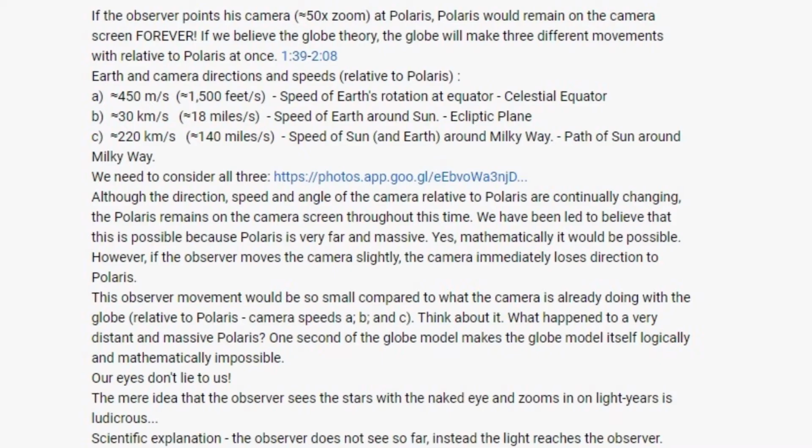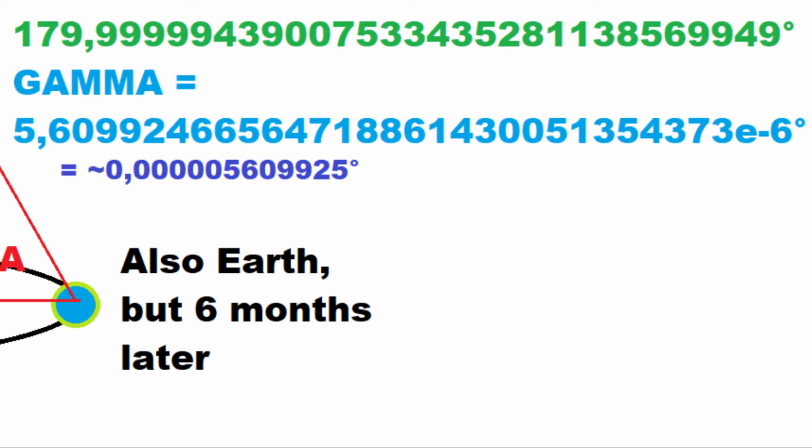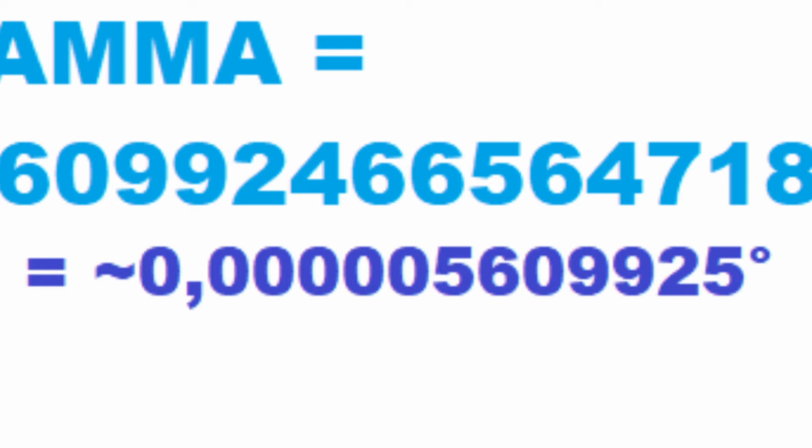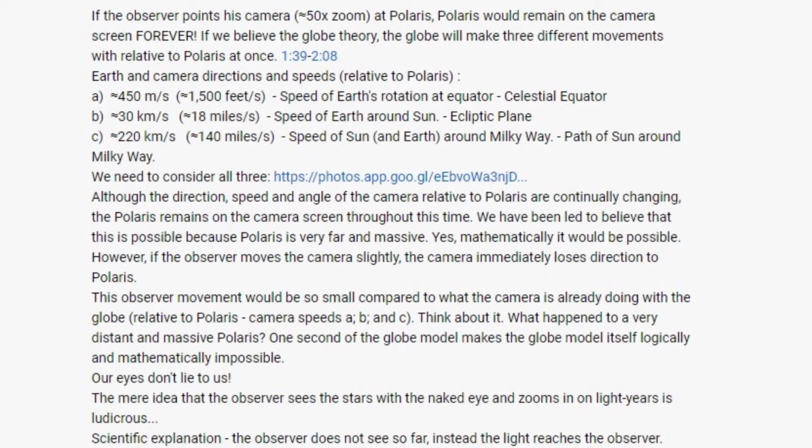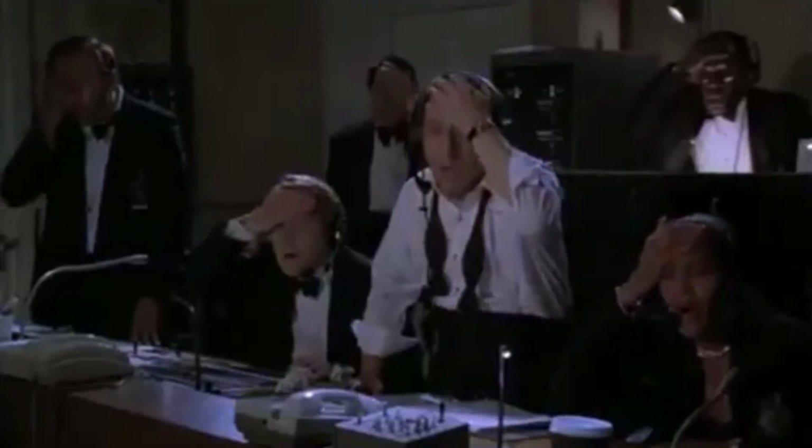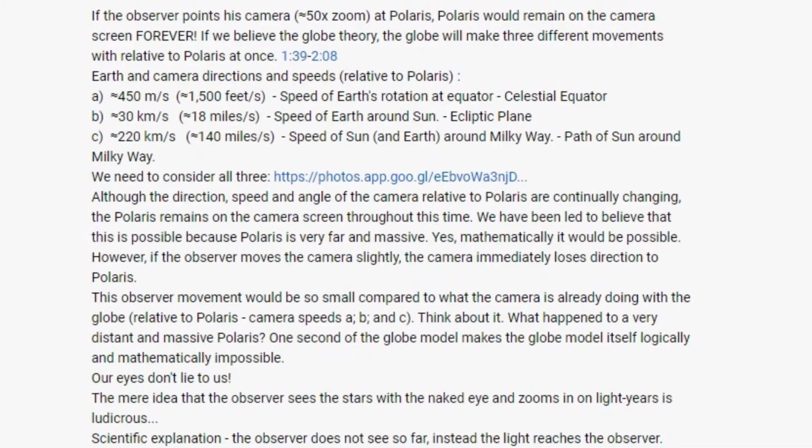Actually, no. Relative to Polaris, camera speeds A, B, and C. Think about it. I thought about it. The sidewalk is definitely causing a bigger angle than this. What happened to a very distant and massive Polaris? 1 second of the globe model makes the globe model itself logically and mathematically impossible. Our eyes don't lie to us.